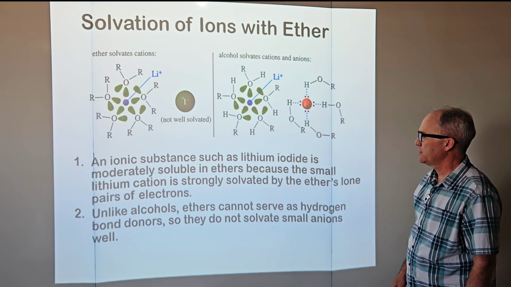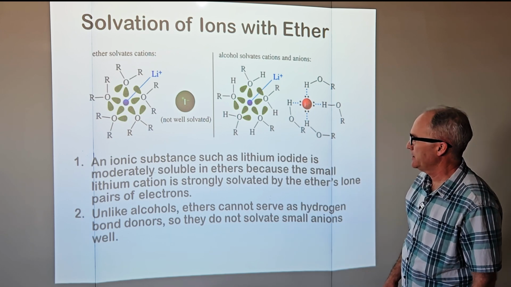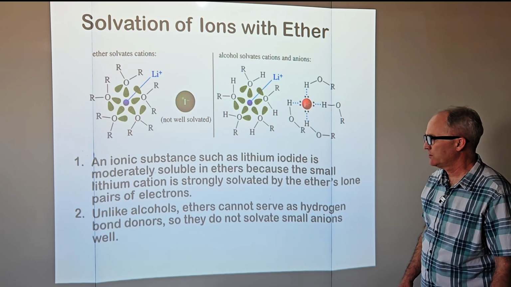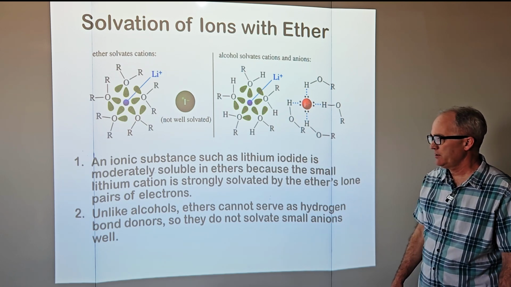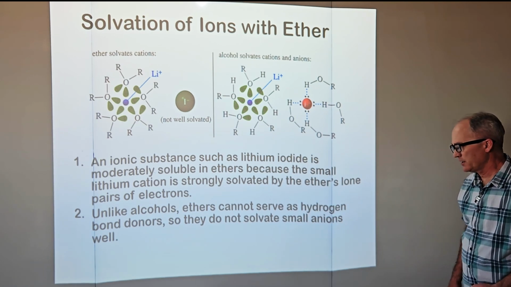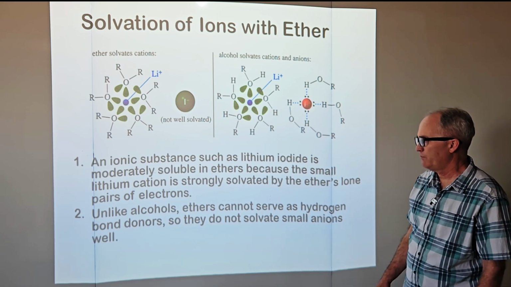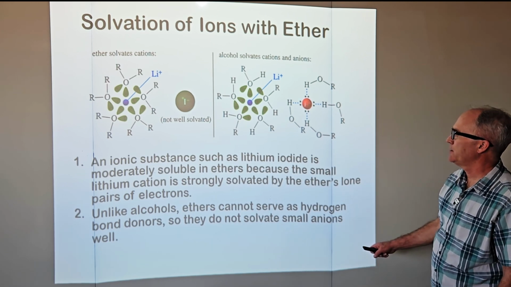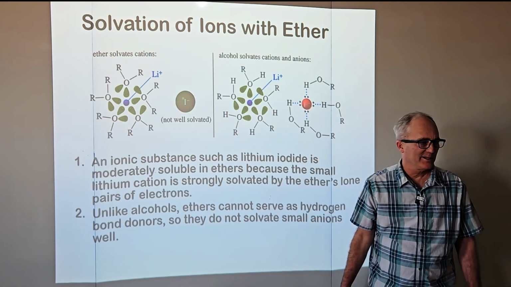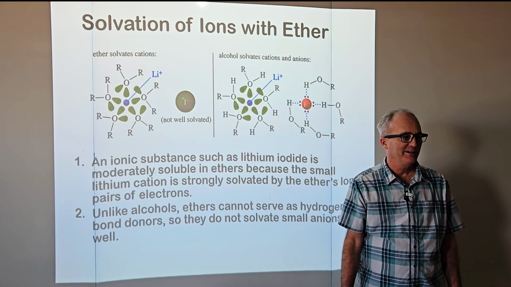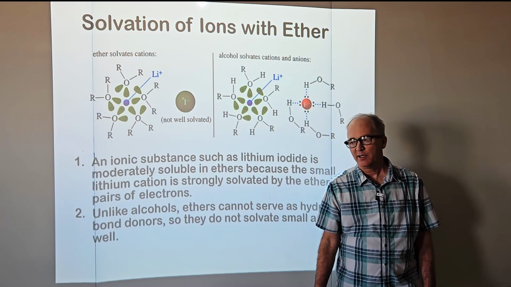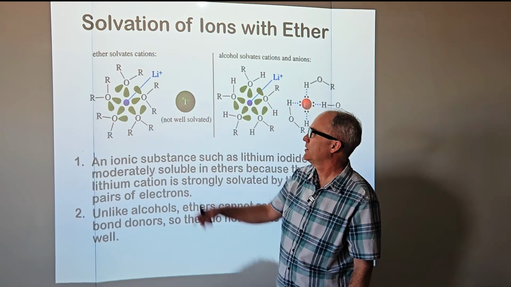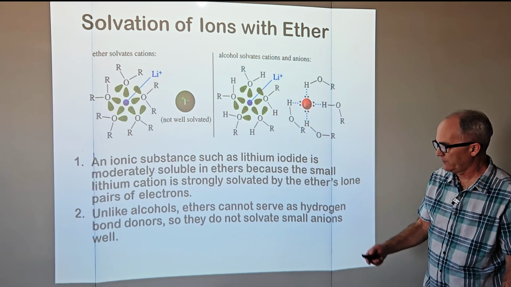Ionic substances such as lithium iodide are moderately soluble in ethers because the small lithium cation is strongly solvated by the ether's lone pair. Unlike alcohols, ethers cannot serve as hydrogen bond donors, so they do not solvate small anions. Reminds me of that SN2, SN1 chemistry with the protic and aprotic solvents. For SN2, you wanted an aprotic solvent because it doesn't impede a nucleophile.